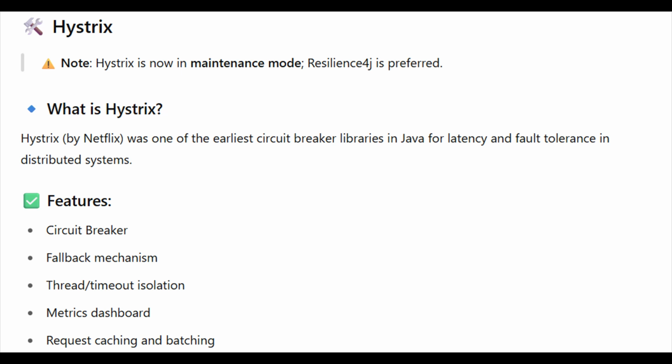Hystrix. Note, Hystrix is now in maintenance mode. Resilience4j is preferred. What is Hystrix? Hystrix, by Netflix, was one of the earliest circuit breaker libraries in Java for latency and fault tolerance in distributed systems. Features: circuit breaker, fallback mechanism, thread/timeout isolation, metrics dashboard, request caching and batching.